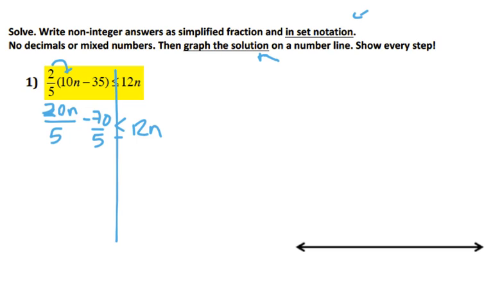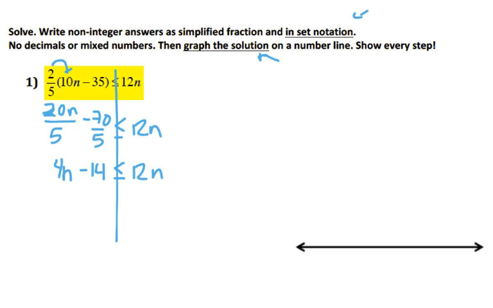Next, let's simplify this. 20 n's divided by 5 would give us 4 n's. Minus 70 divided by 5. Well, 50 divided by 5 is 10. And then we have 4 more, so 14. So minus 14 is less than or equal to 12 n's.